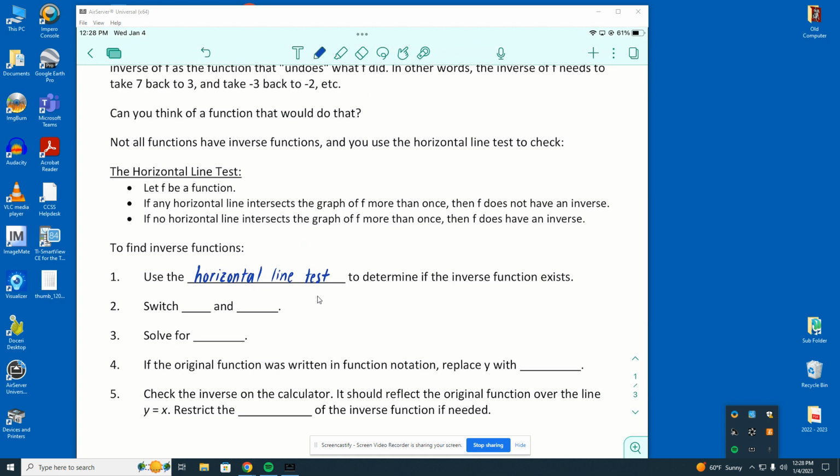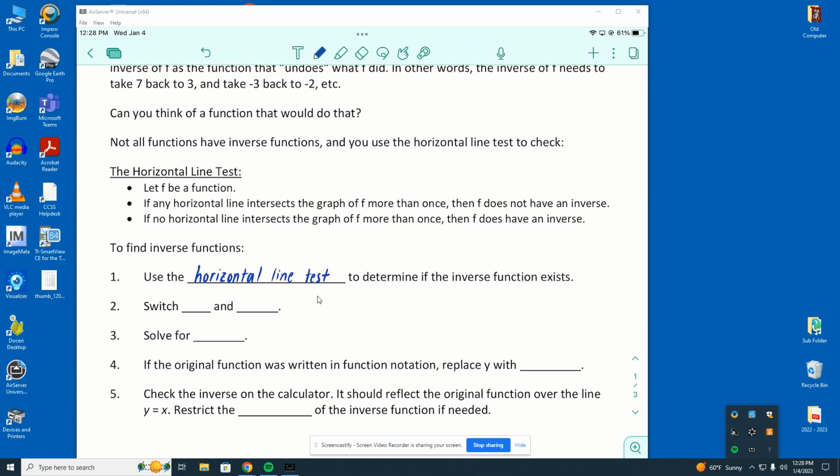No, the vertical line. What did the vertical line test do? It tested if it was a function. A horizontal line test will test whether that function has a what? Inverse. One more time. A vertical line test will test whether something is a function. A horizontal line test will test whether that function has an inverse.